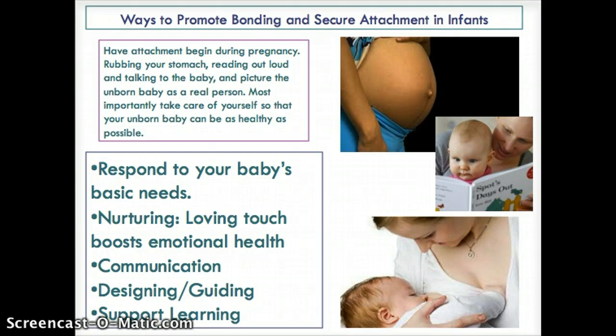Once the child has been born, there are other ways to promote secure attachment in infants. The first is to respond to the baby's basic needs. Parents need to be aware of their baby's cues and signals and respond accordingly. Learn the baby's cries and what the cries mean. Give them their basic needs of feeding, diapering, bathing.